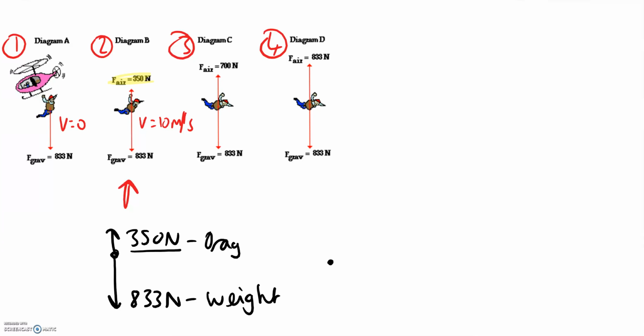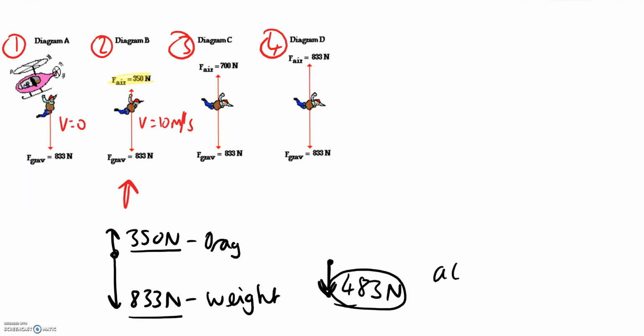So what does this mean? Well, this means there is a leftover, or resultant, force. We remember calculating these hopefully during a lesson where you just take one from the other. So 833 minus 350 will give me 483. That tells me that's the resultant or leftover force. In this case, it is acting down because the weight is bigger than the drag.